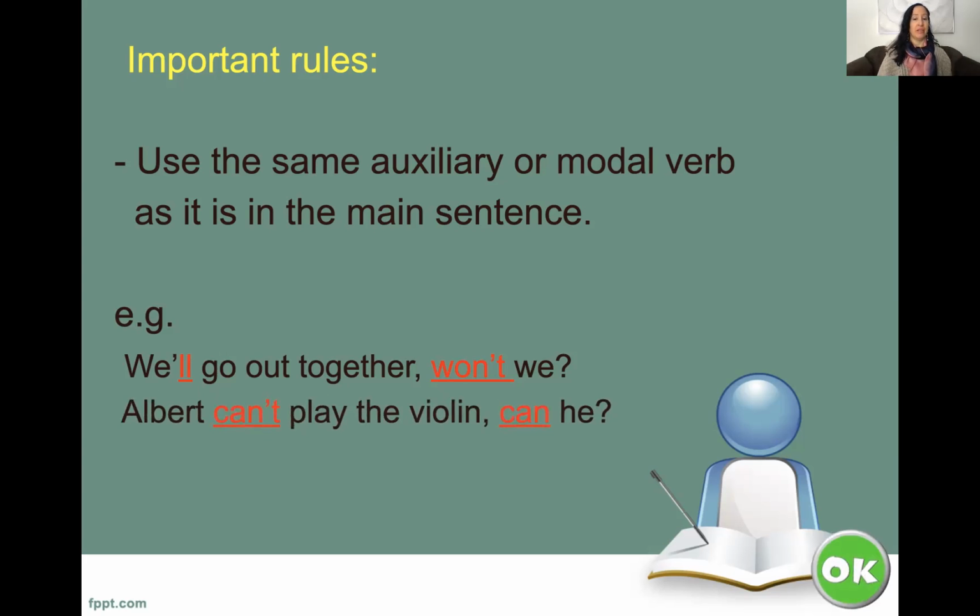Albert can't play the violin, can he? Now remember your modal verbs. Can't is cannot, and can is your modal verb. You see how they are agreeing?